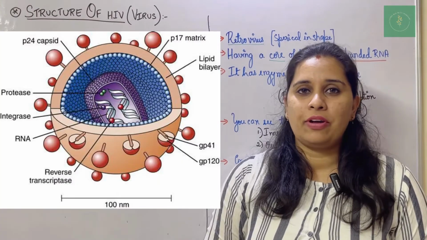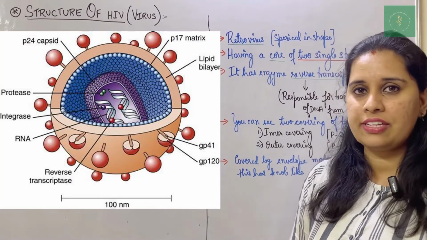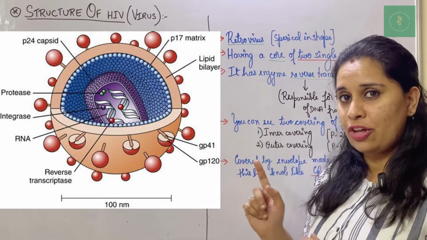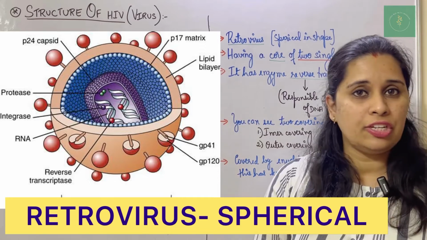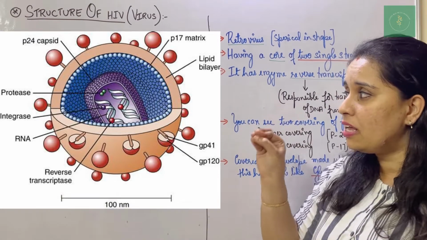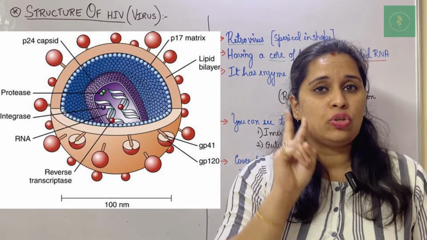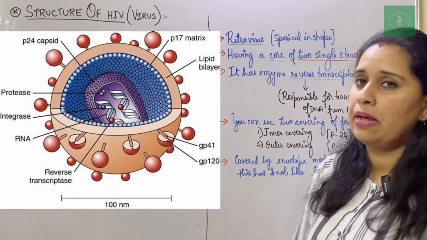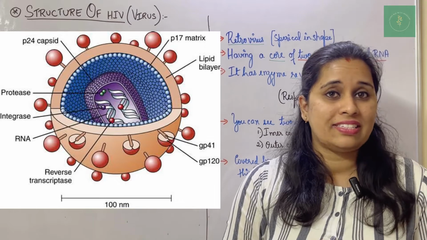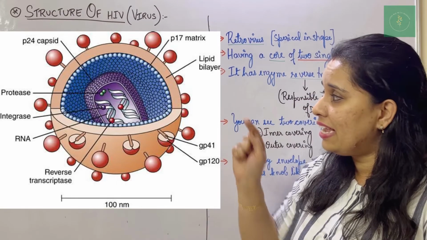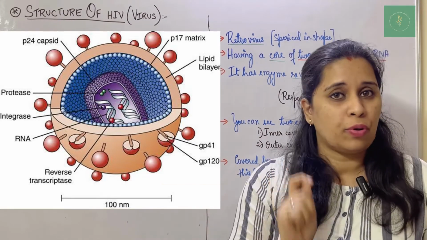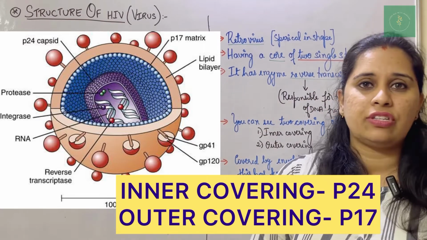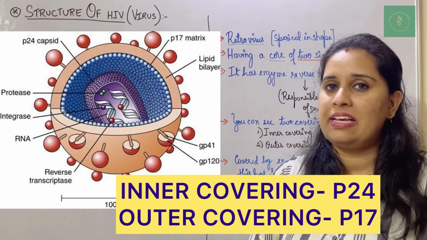Now let us study the structure of the HIV virus. In terms, we also call it a retrovirus. As you can see on the screen, it is spherical in shape, and the innermost core has 2 single-stranded RNA. This virus is made up of 2 protein coverings. The inner covering is called protein P24. The outer covering is called protein P17.